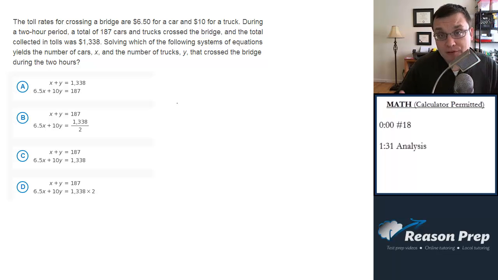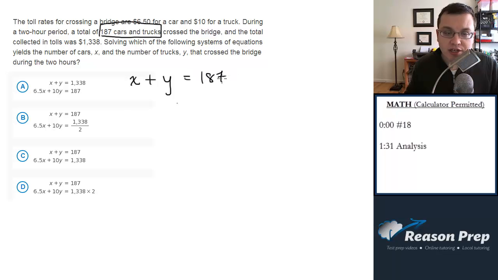So this is a question where we have to translate a word problem into a system of equations. So what do we know? Well, we know that the total number of cars and trucks is 187. Since cars is x and trucks is y, we can set up our first equation, which is that the sum of x plus y, in other words, the sum of cars and trucks, should be 187.